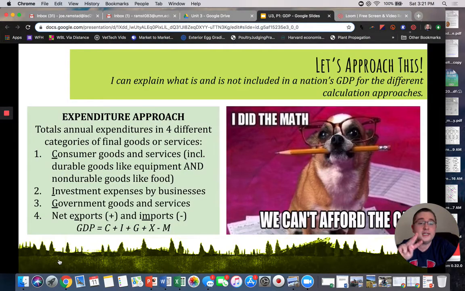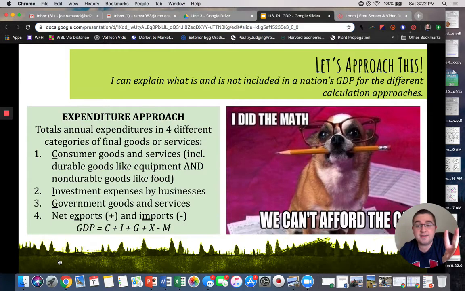There are three key approaches to calculating GDP, and each one has their own pros and cons, advantages and disadvantages, and formulas. We're most commonly going to use the expenditure approach in this class, but we're going to talk about all three because they're important and relevant to know. So the expenditure approach totals annual expenditures in four different categories of final goods and services. Okay, consumer goods and services like durable goods and equipment, and non-durable goods like food. Okay, so consumer goods, that's the first.